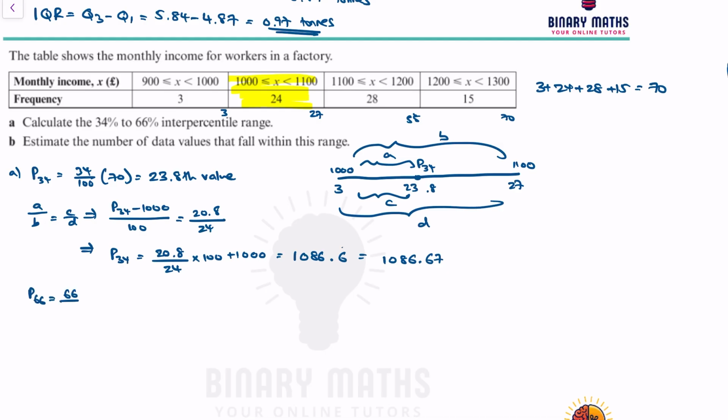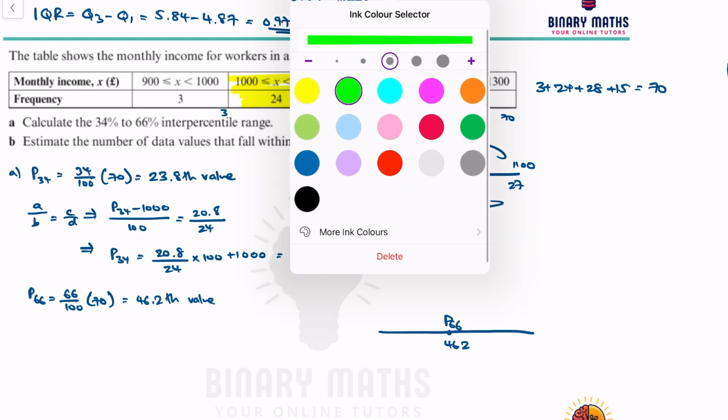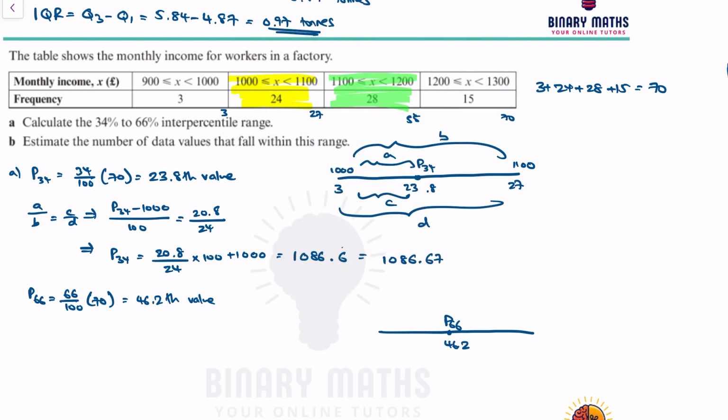P66 is equal to 66 over 100 times 70, which is equal to the 46.2th value. So that means P66 is 46.2. Now 46.2 lies in this interval. So it lies between 1,100 and 1,200. The frequency goes from 27 to 55.